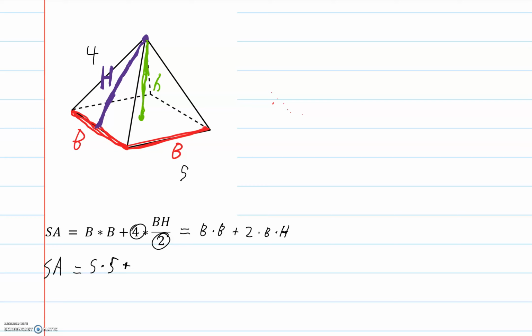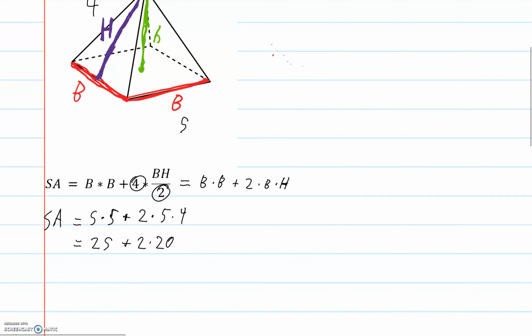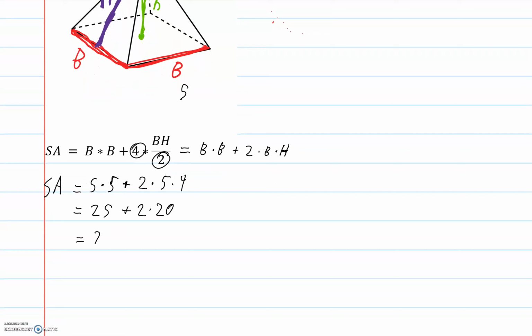Okay, so let's rewrite this part. 2 times 5 times 4. And now we just multiply. So 5 times 5 is 25. Let's do 4 times 5 is 20. So 2 times 20 is 40. So we're left with 40 here.